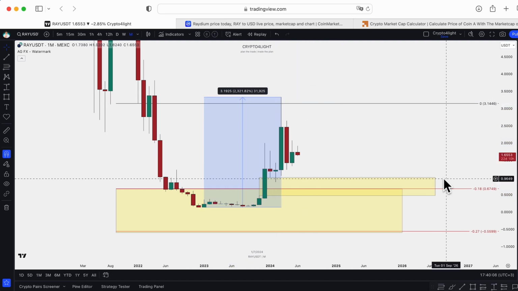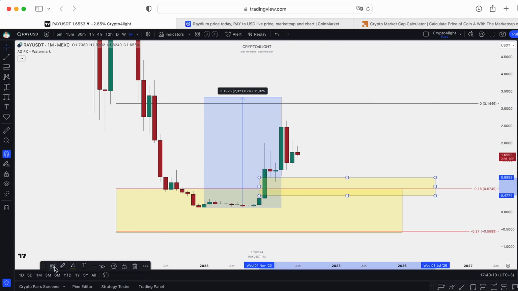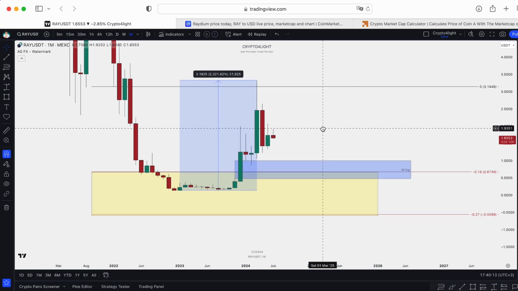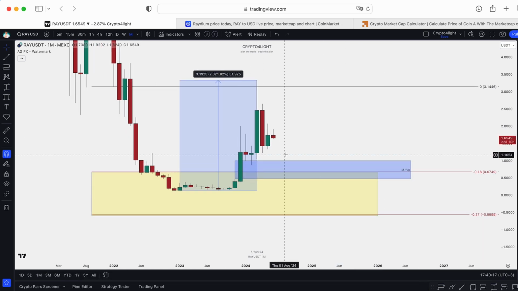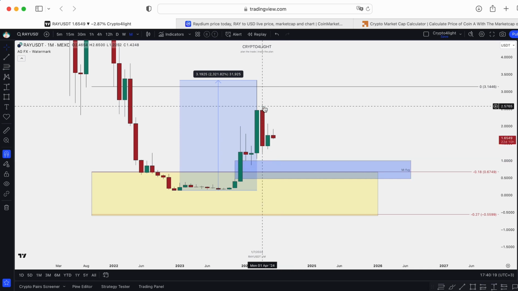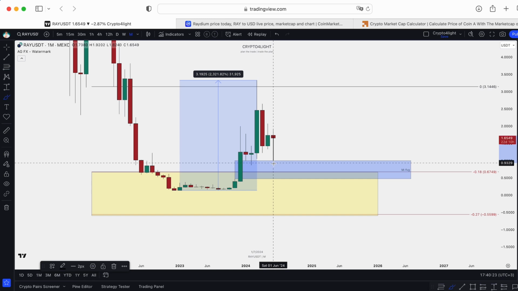That's a problem, because the whales can dump the price easily, can dump the price to this monthly fair value gap. We tested this one, so we can test it again. For example, we can see only one or two candles like this. Sweep liquidity, test the 0.5 level by FIB, and recover back to the main targets.